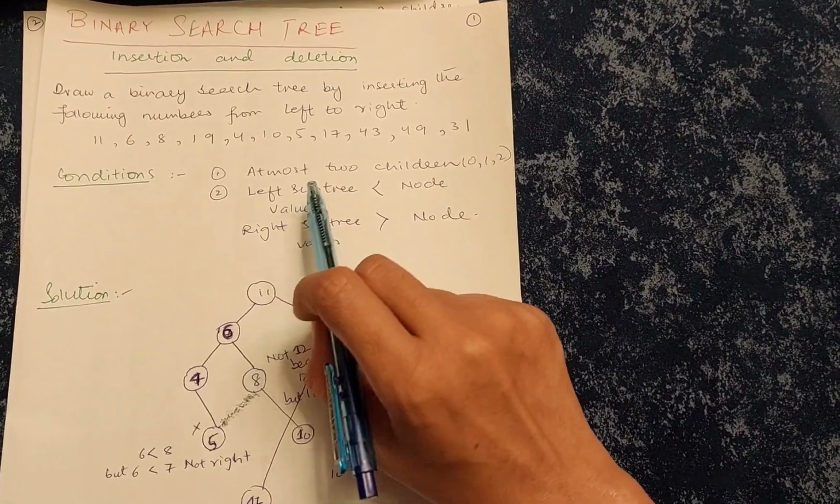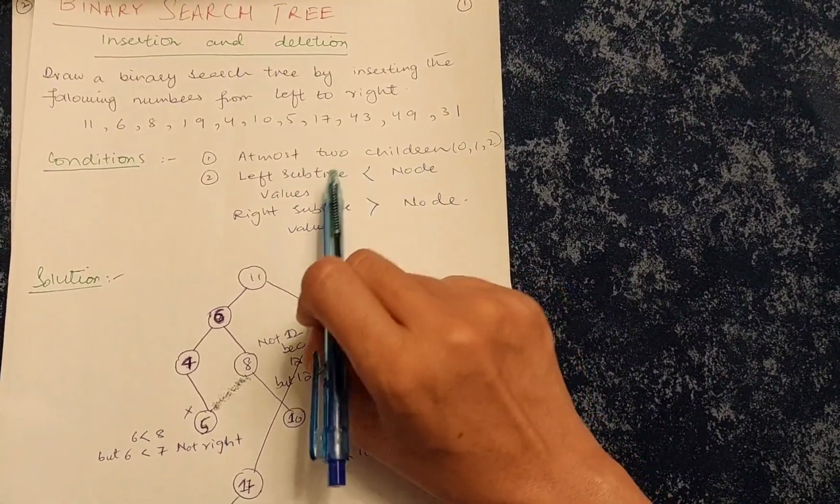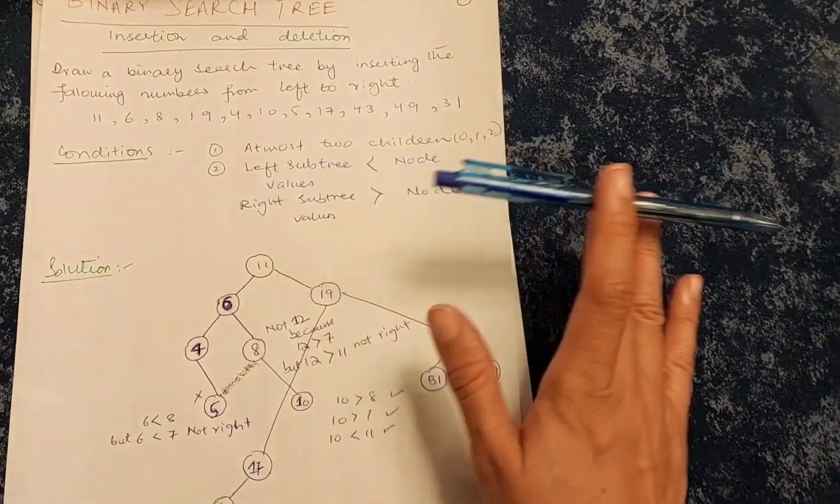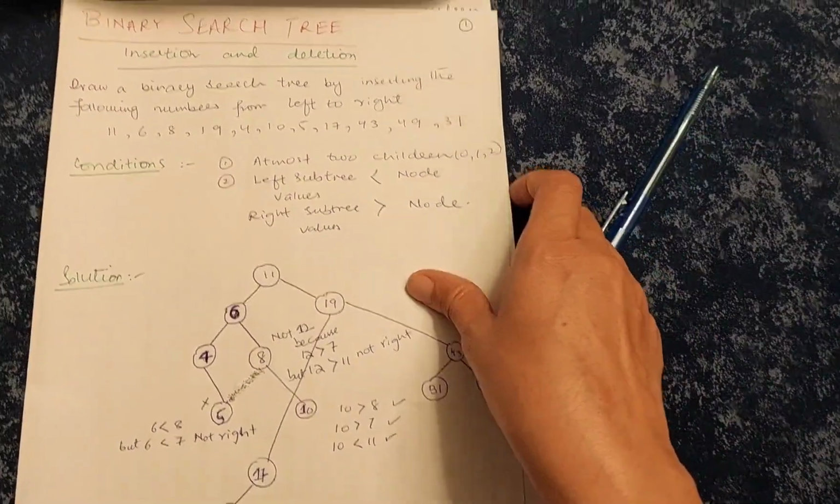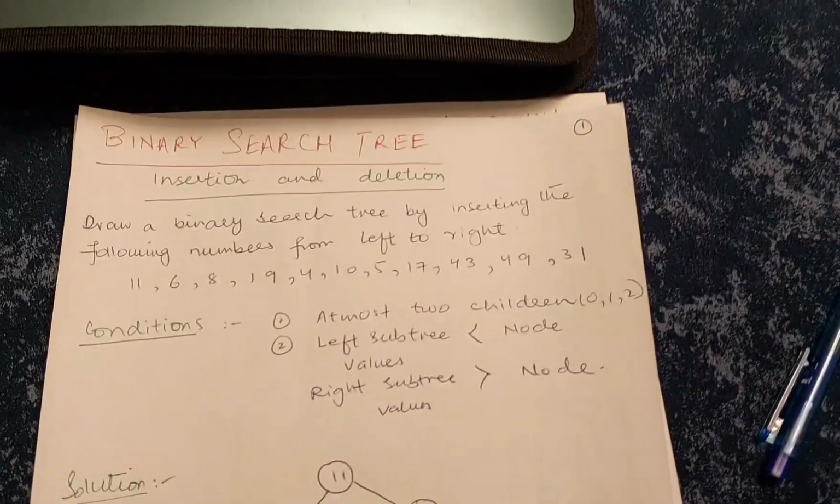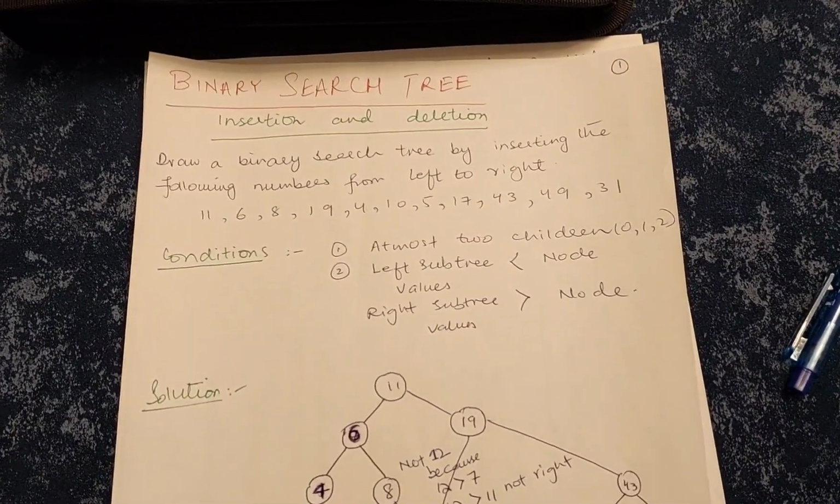And then the value which is smaller than the node goes on to the left side, and the value that is larger than the node goes to the right side. So with this I hope you understand the insertion mechanism. In the next video we are going to study about the deletion mechanism.